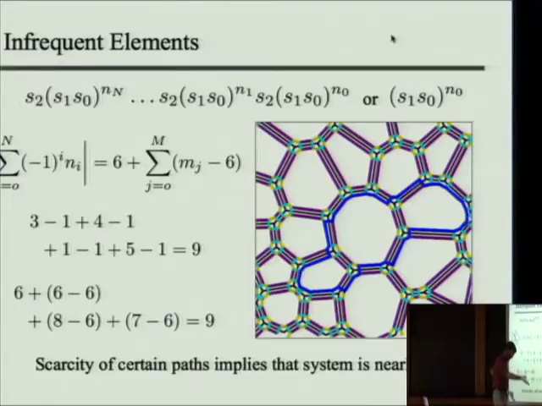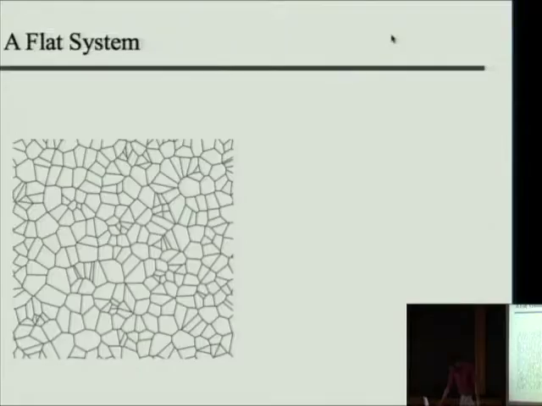I think this is Bob's idea, and so he understands the terminology better than I do. I thought about it a little bit. It seems to me that the scarcity of paths where this quantity deviates strongly from 6 implies that the system is nearly flat in a kind of polyhedral sense. So I need to describe what I mean by that.